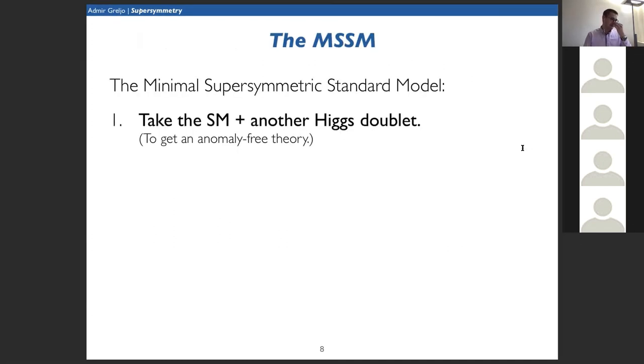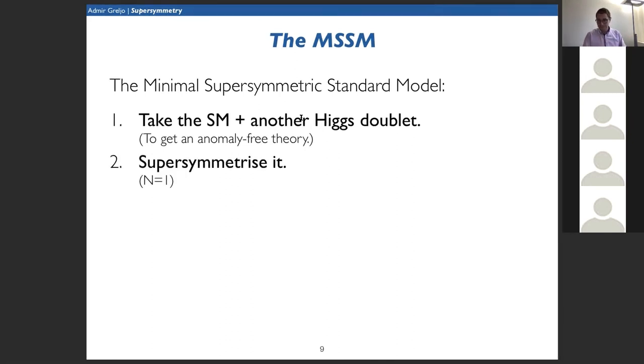So what is the MSSM, the Minimal Supersymmetric Standard Model? You take the standard model and you have to add another Higgs doublet. The reason is that when you supersymmetrize your theory, the Higgs is a scalar and will be part of a chiral supermultiplet, so there will be an additional chiral fermion, the Higgsino. You would have a gauge anomaly, because you start from an anomaly-free theory, so you have to introduce another Higgs doublet with opposite gauge charge in order to have an anomaly-free theory. So in fact you start with a two Higgs doublet model, the standard model plus another Higgs.